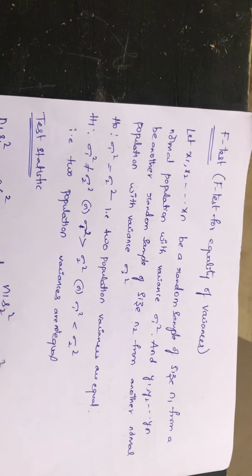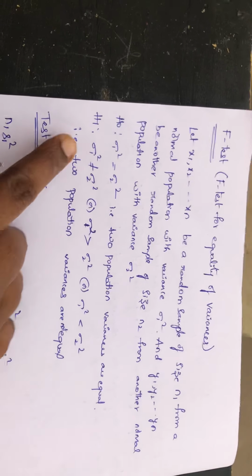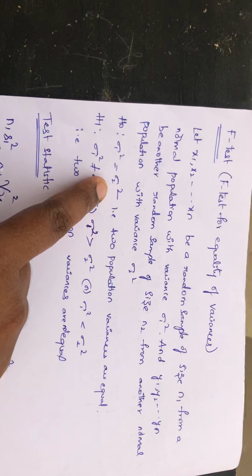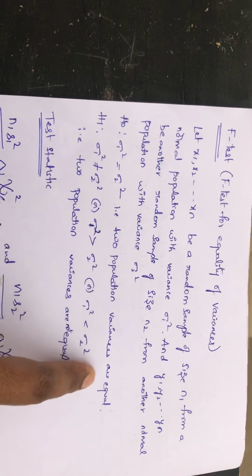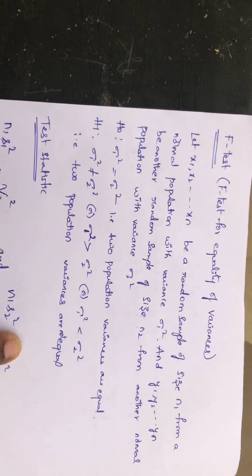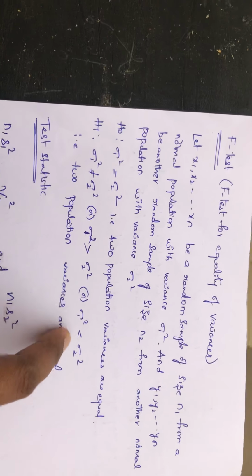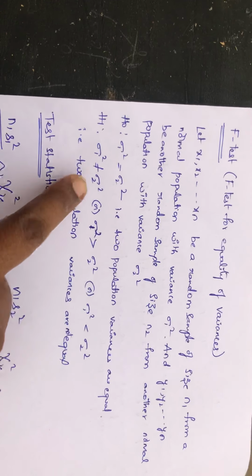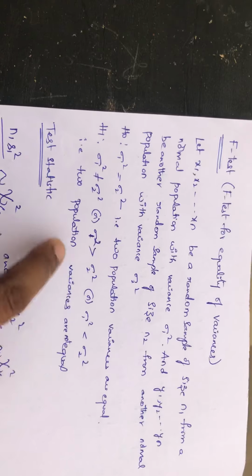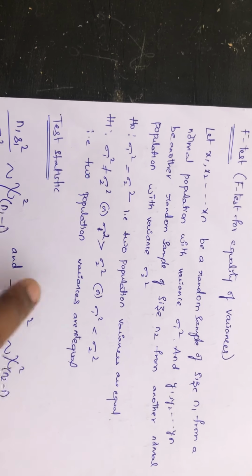We are setting a null hypothesis as well as an alternative hypothesis. H0: sigma 1 square is equal to sigma 2 square, that is, the two population variances are equal. For H1, we can assume any of three conditions for the alternative hypothesis: not equal, greater than, or less than. That is, the two population variances are not equal.